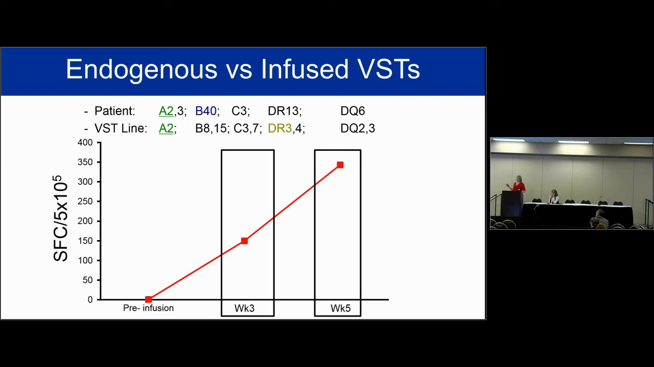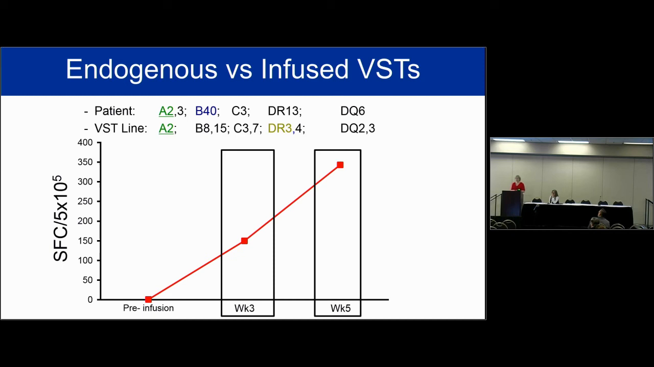Now to give you a little bit more detail about this patient. So on the top, I've put the patient's HLA types. The patient was HLA A2, A3, B40, DR13, and DQ6. And we chose to infuse a line that was matched at HLA A2 and had very strong CMV activity that was presented and recognized in the context of A2. And that was really what we were banking on the benefit being associated with in this patient.